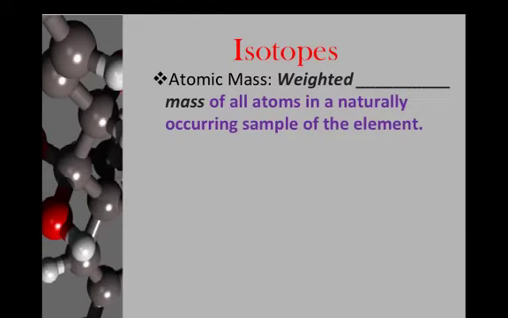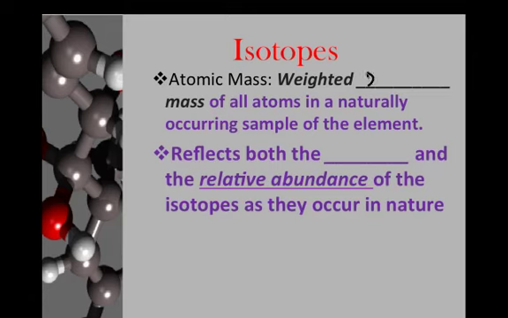We need to know about the atomic mass, or the weighted average mass. On the periodic table, there are all of those decimal places after the mass number. So we know that's not a whole number. That doesn't represent just one isotope.